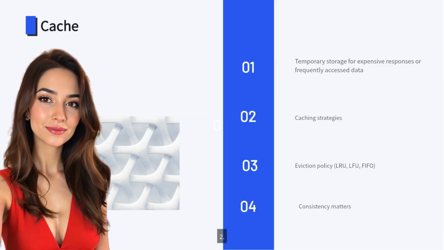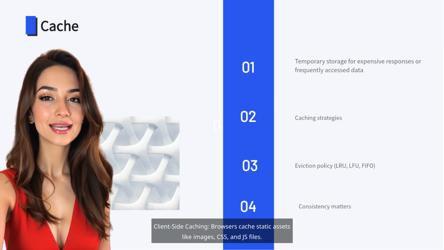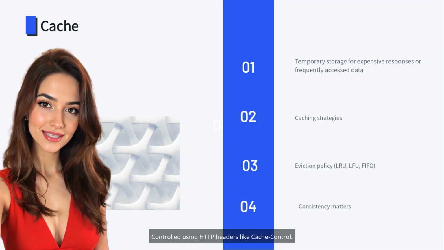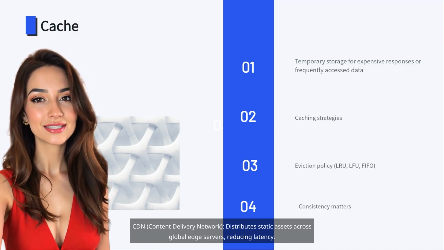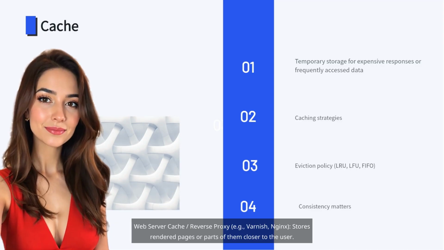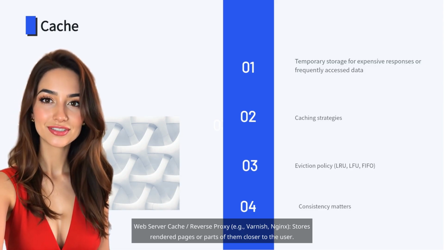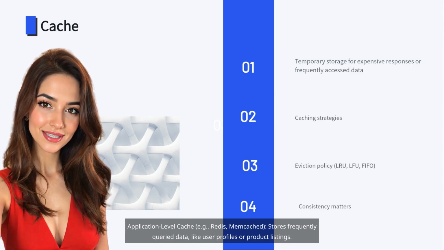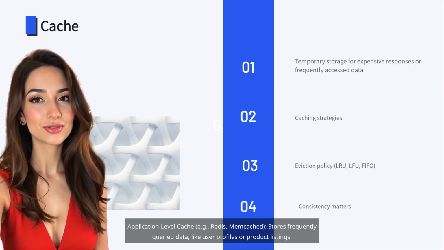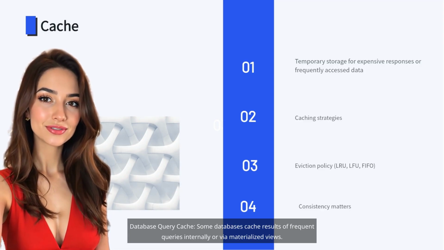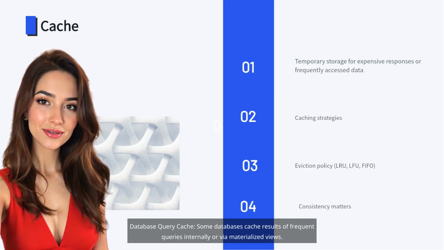2. Types of caches. Client-side caching: browsers cache static assets like images, CSS, and JS files, controlled using HTTP headers like Cache-Control. CDN, Content Delivery Network, distributes static assets across global edge servers, reducing latency. Web server cache / reverse proxy, e.g. Varnish, Nginx, stores rendered pages or parts of them closer to the user. Application-level cache, e.g. Redis, Memcached, stores frequently queried data, like user profiles or product listings. Database query cache: some databases cache results of frequent queries internally or via materialized views.